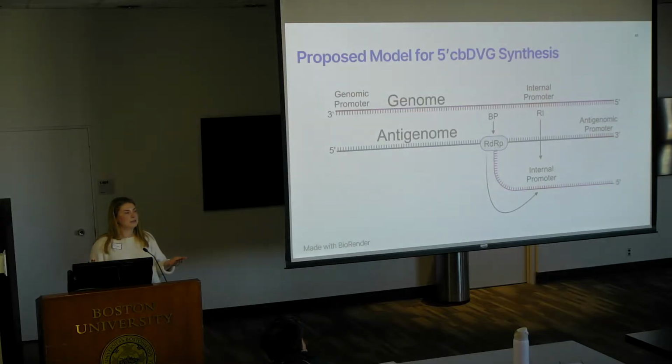And this leads me to a new proposed model for 5' copyback DVG synthesis in filoviruses, where an internal promoter-like region distracts the polymerase that is actively replicating and creates the copybacking effect.